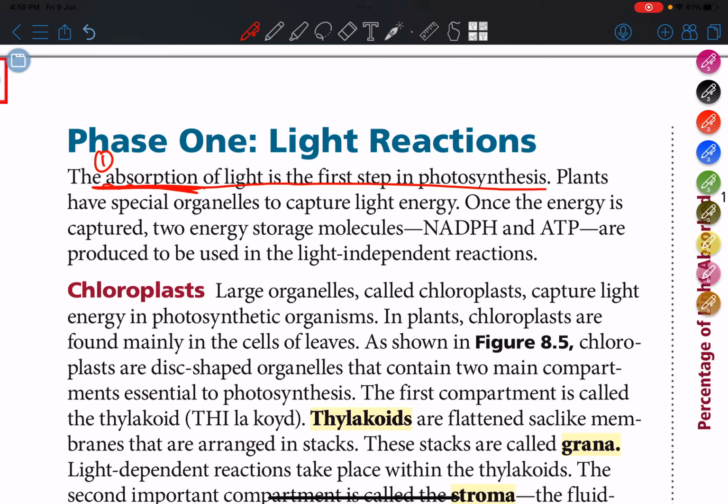Now, plants have these special organelles to capture light energy, and we said those special organelles are chloroplasts. And we'll learn more about chloroplasts in a minute. So, once the energy is captured, two energy molecules, NADPH and ATP are produced in the light reaction.